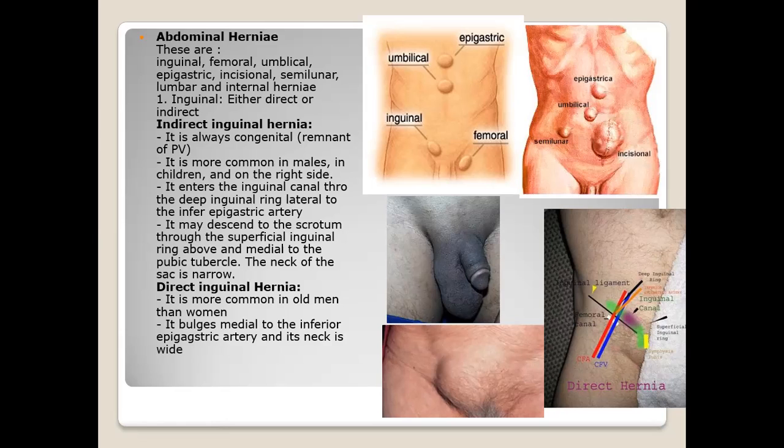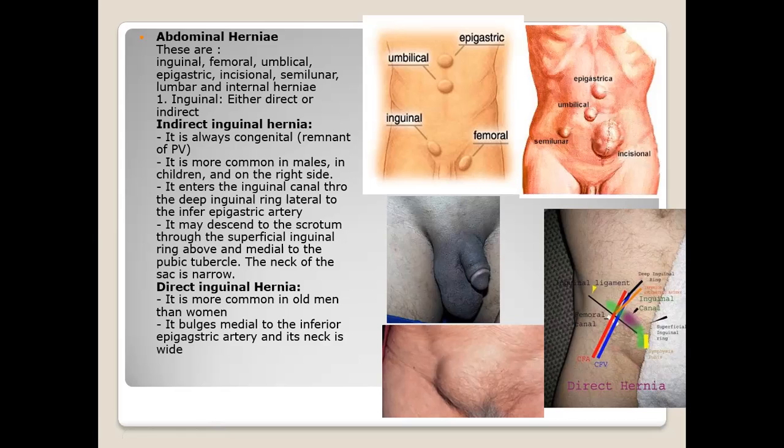Okay. So coming to the abdominal hernias, as you can see here, this is the epigastric hernia, which is in the epigastric region. And if there is any hernia through the umbilicus, this is called the umbilical hernia. And here is the inguinal hernia. If there is a protrusion of the content through the inguinal canal, it is the inguinal hernia, and if there is a protrusion of the content through the femoral canal, then it is called the femoral hernia.